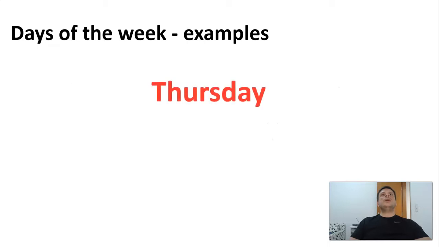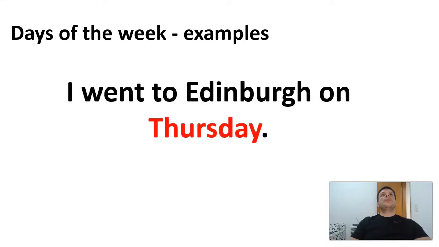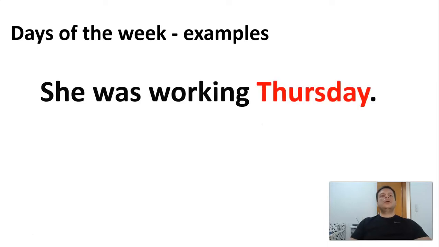Amazing. Let's move ahead. Now, let's move to Thursday. I went to Edinburgh on Thursday. Okay? She was working Thursday. I will repeat that. As I said before, this is an American way of saying she was working Thursday. But you also could say she was working on Thursday, for example. You could say something like that. But you also can say she was working Thursday, okay? Both are correct.